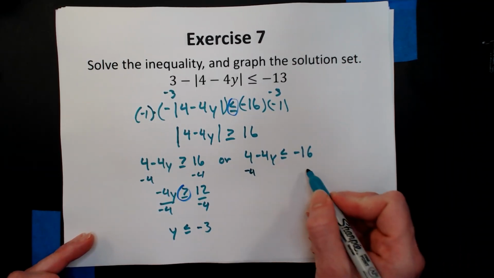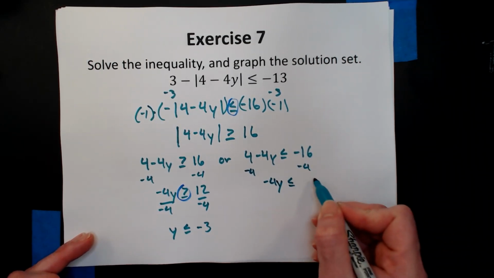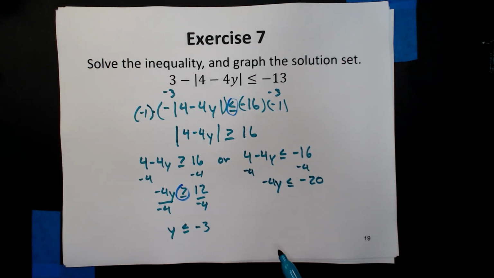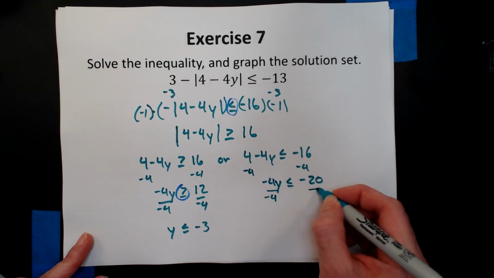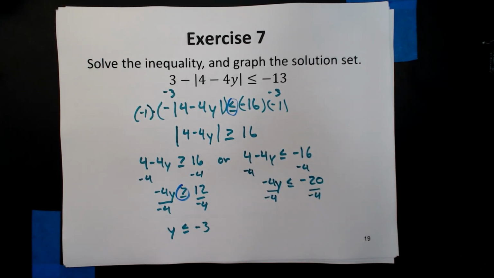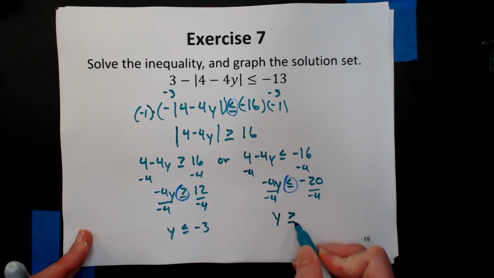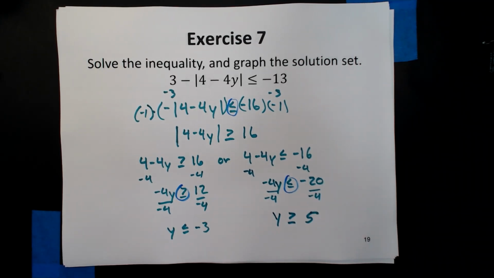Next, I'm going to subtract 4 from both sides here, and that's going to give me negative 4y is less than or equal to negative 20. And so I'm going to divide both sides by negative 4. That's going to flip my inequality sign. So I'm going to get y is greater than or equal to positive 5.